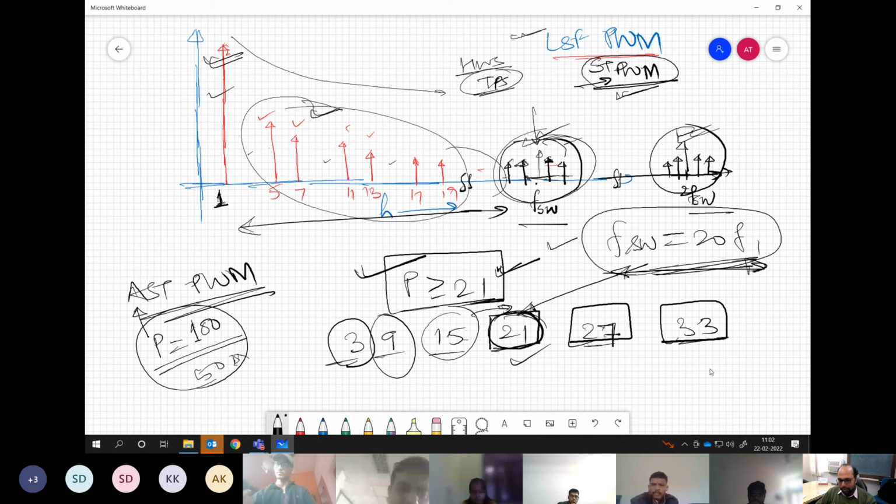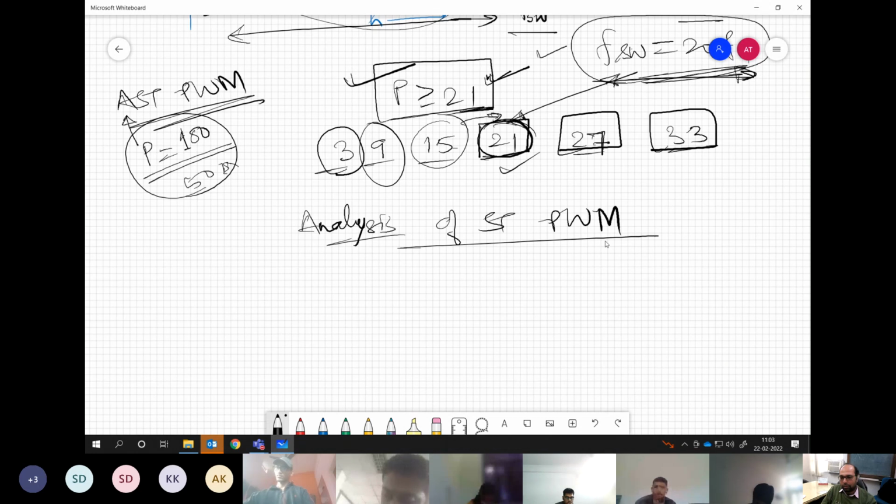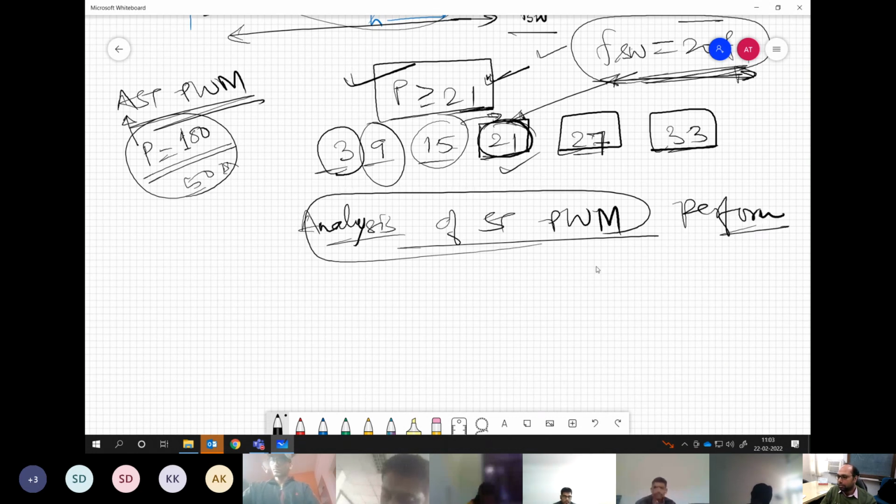Now, another important part is related to the analysis of sine triangle PWM. Basically, how do you check the performance of sine triangle PWM? This is what we will discuss tomorrow. For anything, we need to know how it is performing. If you cannot say that, then there is no point in saying what PWM you are having. You need to be able to gauge the performance of the PWM. Okay, so I stop over here.